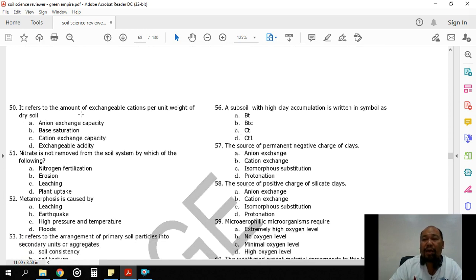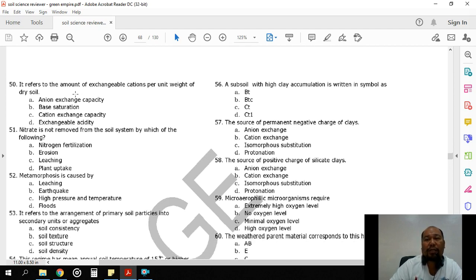It refers to the amount of exchangeable cations per unit weight of dry soil. I think this is already covered by Ma'am Rene J, no? Amount of exchangeable cations per unit weight. So that is cation exchange capacity. I won't elaborate further.